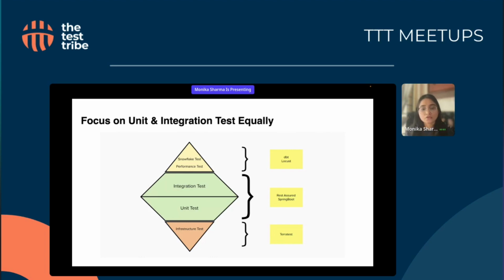Again, the structure of the test diamond will remain the same, but the kind of testing you do at every level may differ. For example, there can be a possibility that the performance test won't be there for your scenario. So these tests are always going to be customized as per the ecosystem we have.